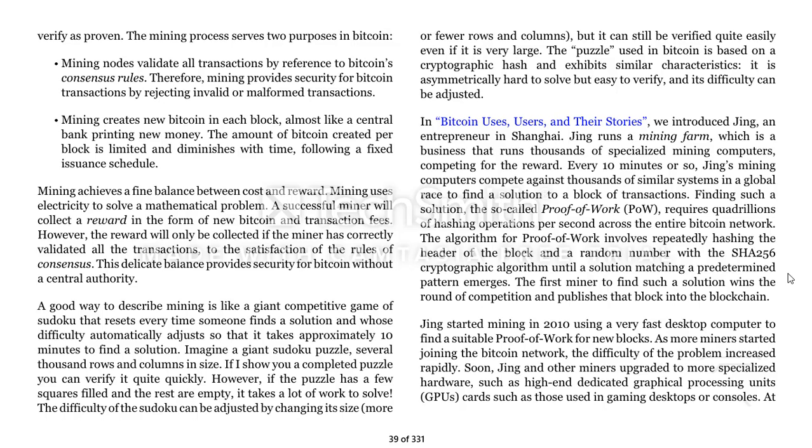to solve. The difficulty of the Sudoku can be adjusted by changing its size, more or fewer rows and columns, but it can still be verified quite easily even if it is very large. The puzzle used in Bitcoin is based on a cryptographic hash and exhibits similar characteristics. It is asymmetrically hard to solve but easy to verify, and its difficulty can be adjusted.